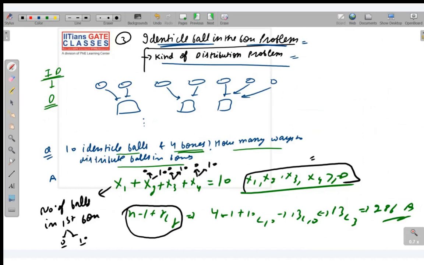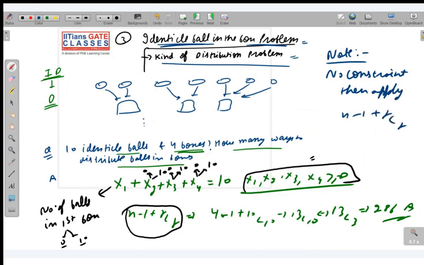Okay, so once you write the equation, after writing the equation, you should first of all think what values each variable can take. Since indirectly there is no constraint, I will apply the formula and get the answer. So no constraint, let me write it in the note. No constraint, then apply n minus 1 plus r C r. Otherwise you cannot apply it. As the name suggests, this is for non-negative integral solutions. So for that we have this formula.